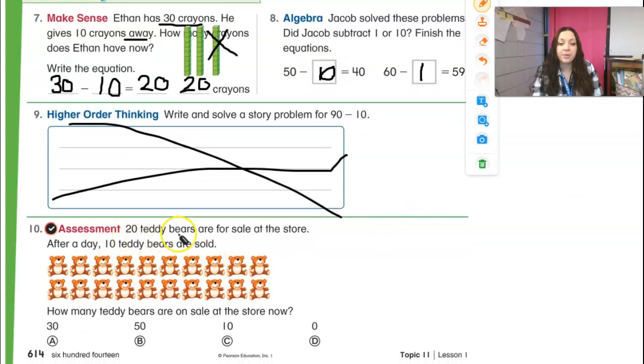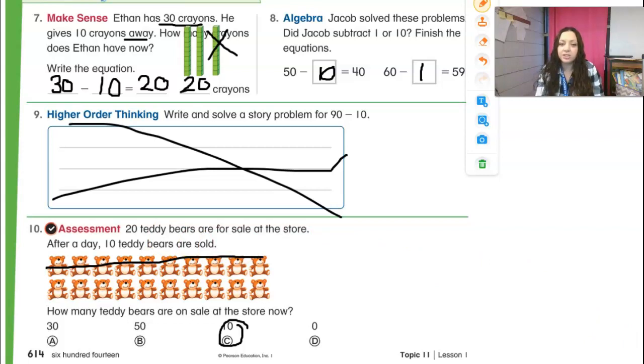It says 20 teddy bears are on sale at the store. After a day, 10 teddy bears are sold. So if I look at this problem right here, it says how many teddy bears are on sale at the store now? I see that this line has 1, 2, 3, 4, 5, 6, 7, 8, 9, 10. So I took 10 away. Okay. I had 20. 10 are sold, so what am I left over with? I'm left over with 10, that's right, because 20 take away 10 is 10. Or you can think of it as 2 tens take away 1 ten equals 1 ten. 2 take away 1. Good job.